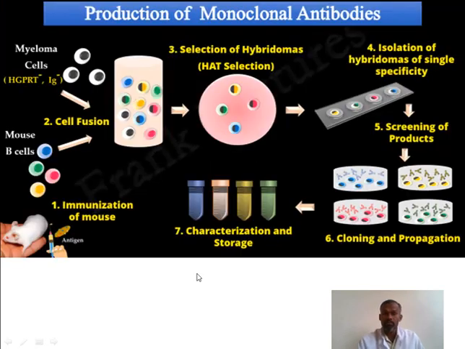So this is a summary. Immunization of mouse, isolation of B cells, cell fusion, selection of hybridomas using HAT medium, and isolation of hybridomas with a single specificity, screening of the product separately, cloning and propagation. Finally, we produce large amounts of different monoclonal antibodies for the cure and diagnosis of the disease.